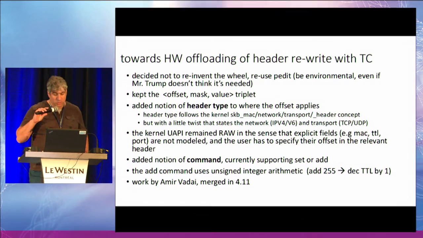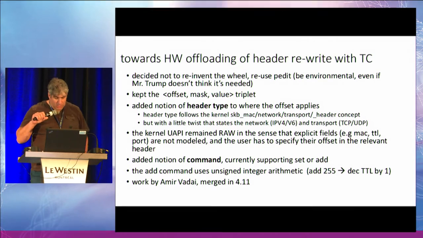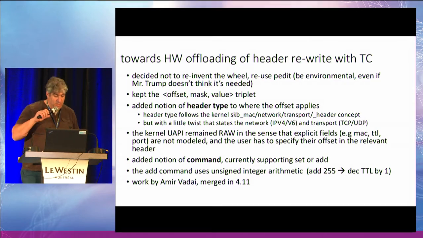So you need to mention what header you're going to change, and in the header we still use the same idea of offset. So if you want to change the TTL, or to set a source IP address, you just need to mention IP, what is the offset inside the IP, and what you want to do. The two actions that we are supporting are, first, to set a value. So if you want to change the IP address, this is the new IP address that you want. And another is to add a field, like if you want to decrement the TTL, you add 255, you get an overflow, and that's like decrementing the TTL by one.